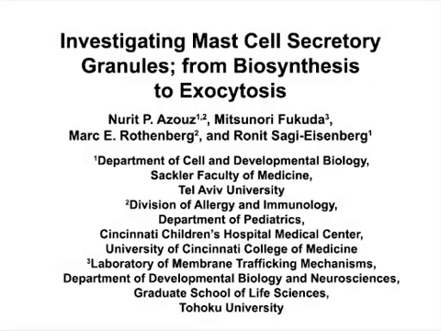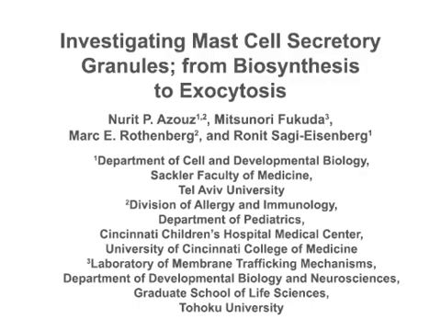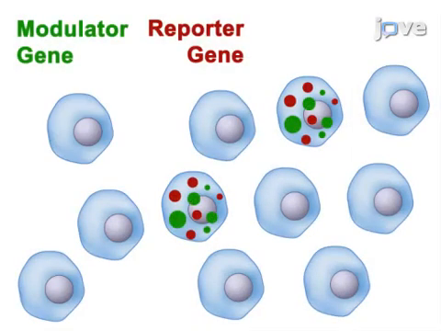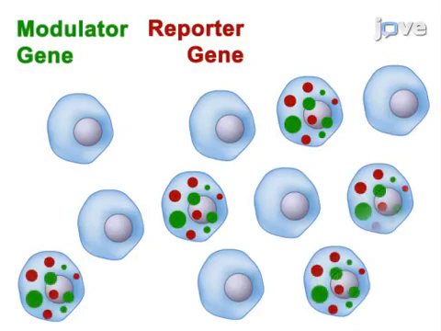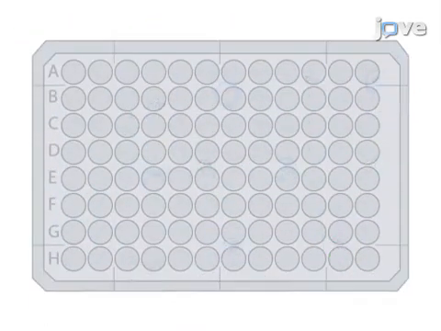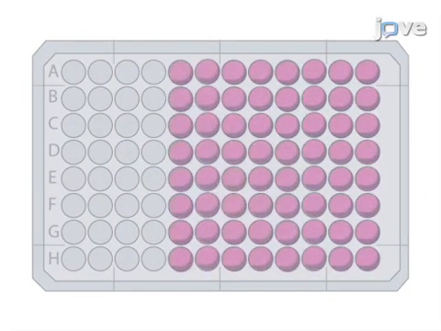The overall goal of this procedure is to study the mechanisms that regulate mast cell secretory granule development and exocytosis. This is accomplished by first cotransfecting mast cells with the reporter gene for exocytosis, as well as a gene of interest. The second step is to assess the effect of the tested gene on exocytosis by stimulating the cells and monitoring the fluorescent signal of the reporter gene during exocytosis.